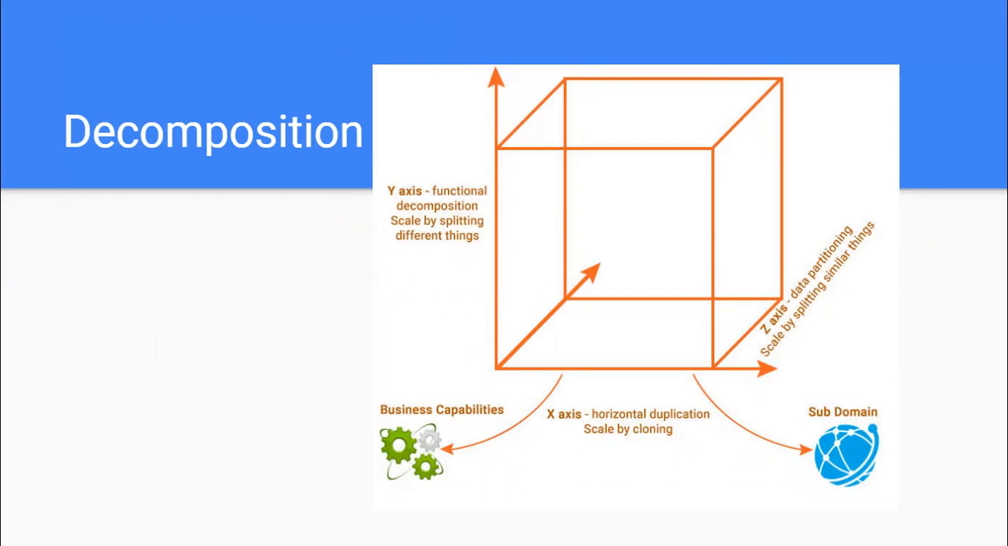So this is the diagram for decomposition. So basically, the application is decomposed into microservices based on two categories. First is decomposed by business capabilities. In this category, the services are created based on the business capabilities. For example, in retail e-commerce, we have categories like billing, payment, order management, promotions, and these categories can be made into separate services. And the second category is decomposed by subdomain, domain-driven design.